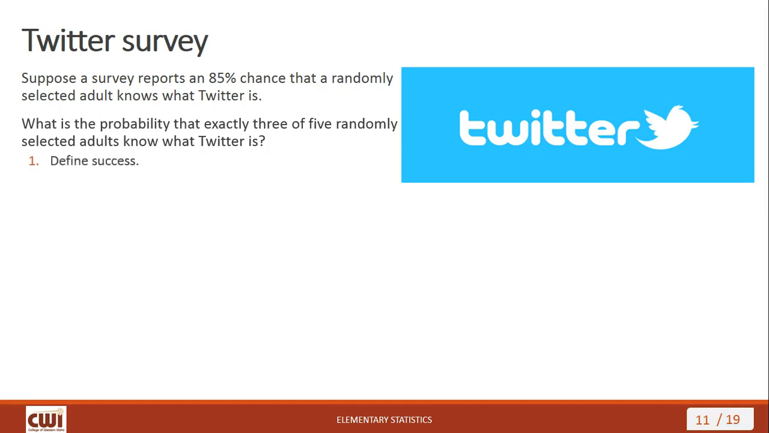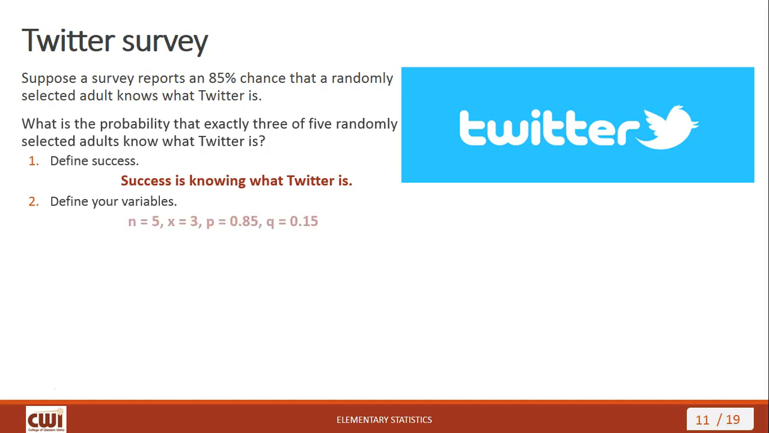The first thing you want to do when approaching these problems is define what success is. What does success mean? So in this case, let's say success means knowing what Twitter is. Okay? Now we've defined success. The next step is to define what our variables are. So when we look back at the problem statement, here's what we get for our variables. n is the total number of trials. So we're randomly selecting 5 people and then getting the probability of 3 of those 5. So 5 is going to be the total number of trials, n.